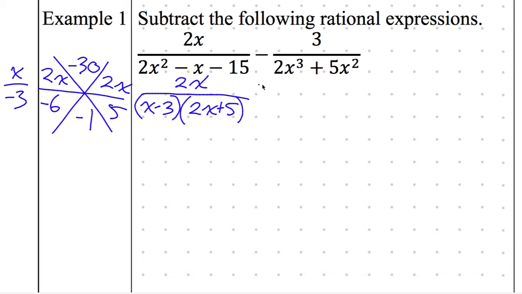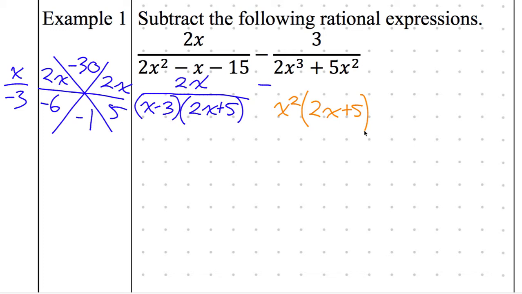So I'm going to subtract this guy. And now I need to factor the bottom. So 2x cubed plus 5x squared. There's only 2 terms. I can just factor out the greatest common factor. What is the greatest common factor? Shout it out. X squared. There it is. So x squared times, what's going to be left over then? Someone help me out. 2x plus 5.